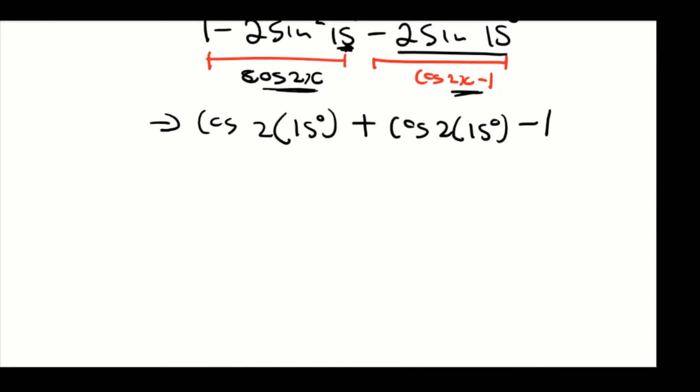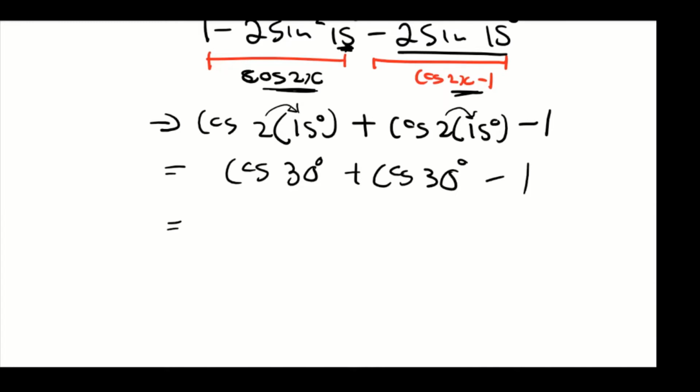So we're going to multiply the 2 inside here and also here. So we're going to have cos of 2 times 15, which gives you 30. So it's cos 30 degrees plus cos 30 degrees minus 1, right? So now cos of 30 degrees plus cos of 30 degrees minus 1. So the cos of 30 degrees will give you root 3 over 2 if you know your special angles, plus root 3 over 2 minus 1, right?